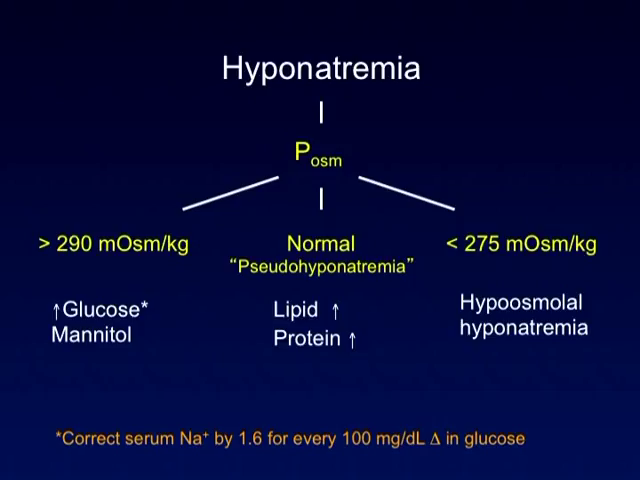In individuals with hyponatremia in the context of elevated plasma osmolality, think about glucose contributing to that, excessive glucose, and at the bottom you see the adjustment, and then mannitol. And then in patients with a low plasma osmolality, think about hypoosmolal hyponatremia.